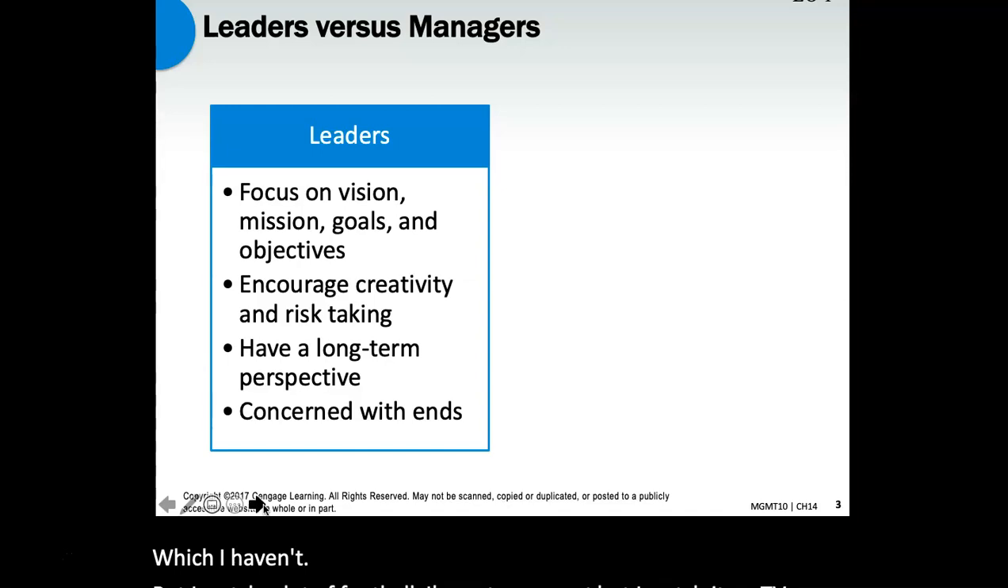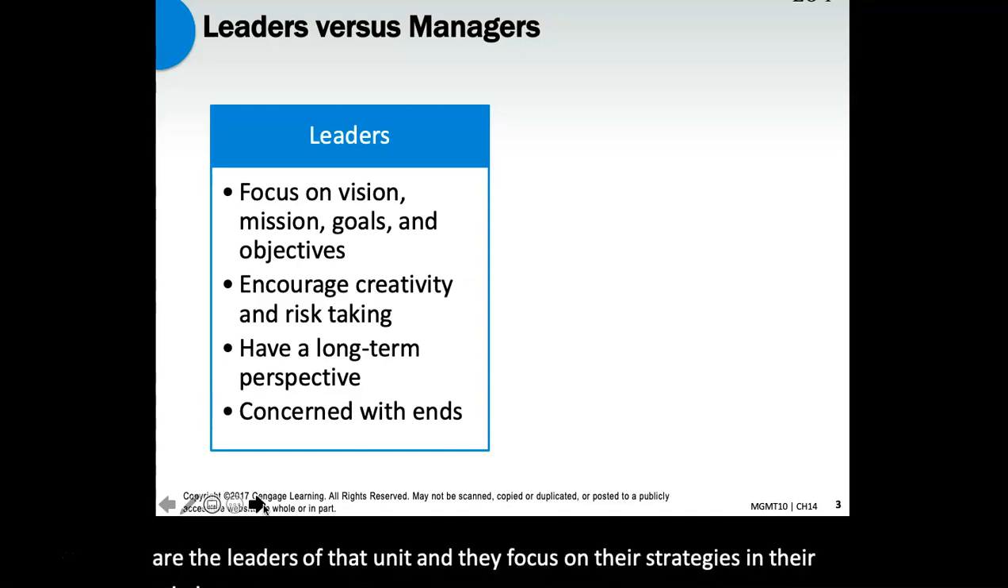Leaders also encourage creativity and risk-taking. In other words, they want to get the job done, and they want to make sure that they can create ways to do a good job. They have a long-term perspective, and they're concerned with the ends.